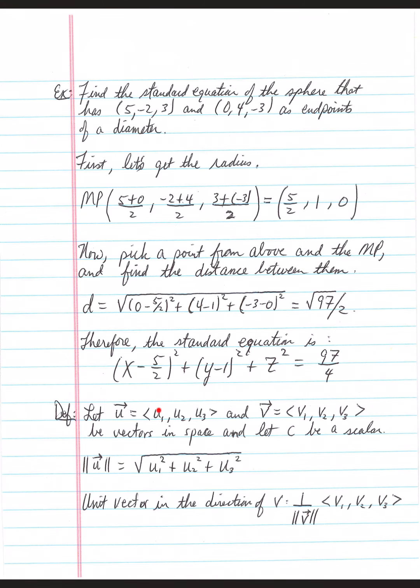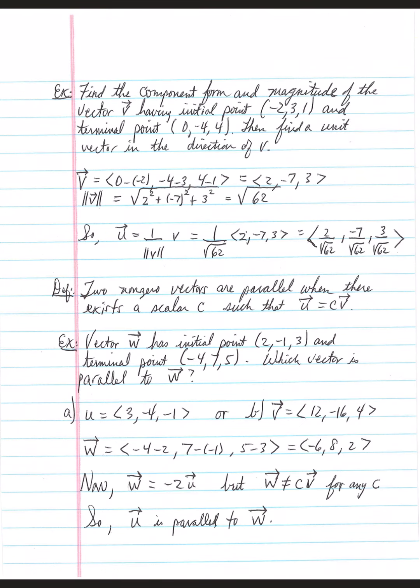Definition: let vector u have u1, u2, and u3 components, and vector v be this one. These are vectors in space, and we're going to let c be a scalar. The magnitude of u, or the length of vector u, you square each component, add them together, and square root the total. A unit vector in the direction of v, same as last video, we're going to take 1 over the length of the vector times each component of the vector.